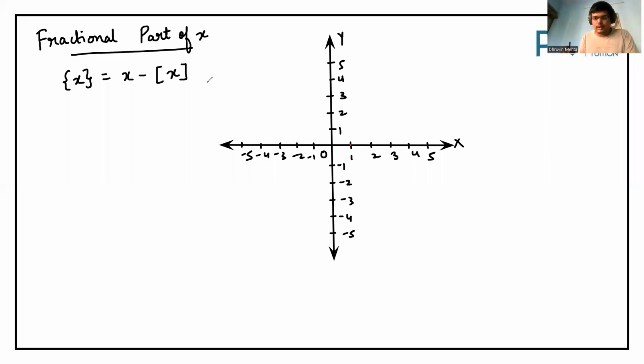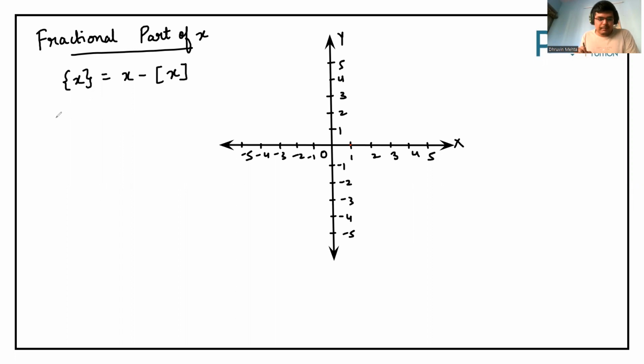The next function that we have, Arush, is fractional part of x. The symbol for fractional part of x is curly brackets. The fractional part of x is given by x minus greatest integer function of x. That is the formula. Now you can see. So fractional part of x is x minus greatest integer function of x.